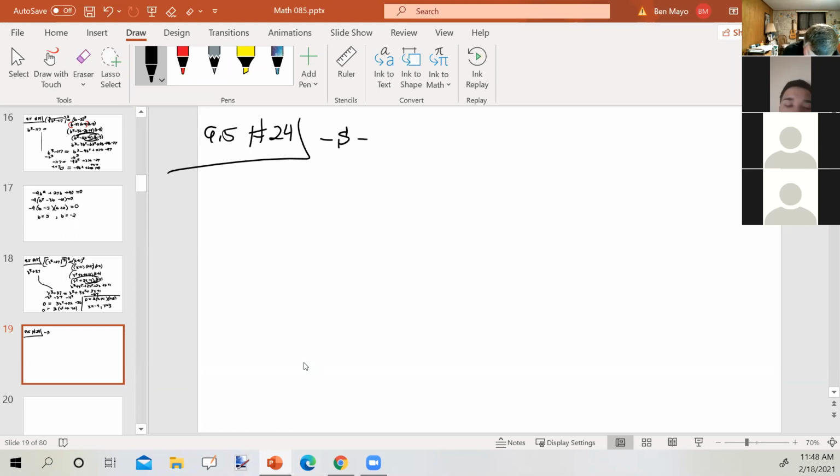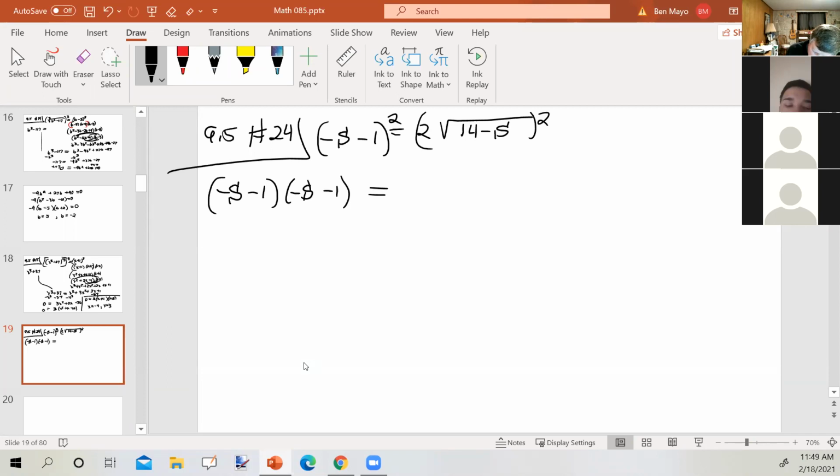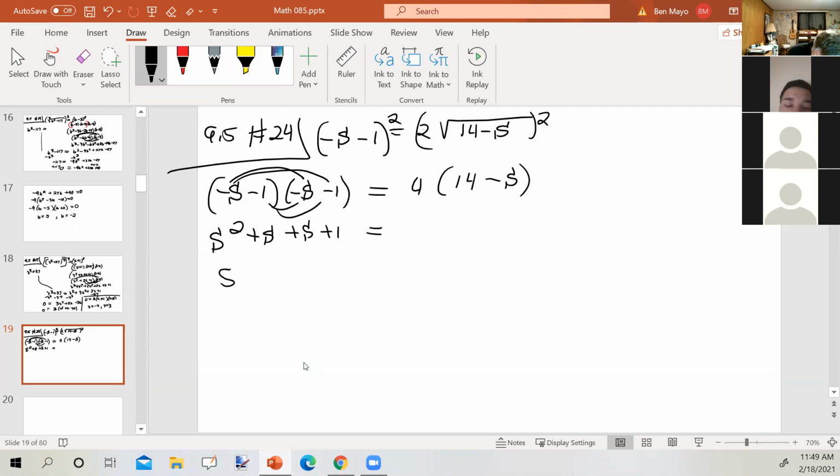So I've got -s minus 1 equals 2 times the square root of 14 minus s. So I'm going to square both sides. So I get -s minus 1 times -s minus 1 equals 2 squared is 4 times 14 minus s. Last time I left it as 2 squared and then changed it into a 4 later. So on the left side of the equation, we have s squared plus s plus s plus 1, which is s squared plus 2s plus 1. On the right side, we have 56 minus 4s.